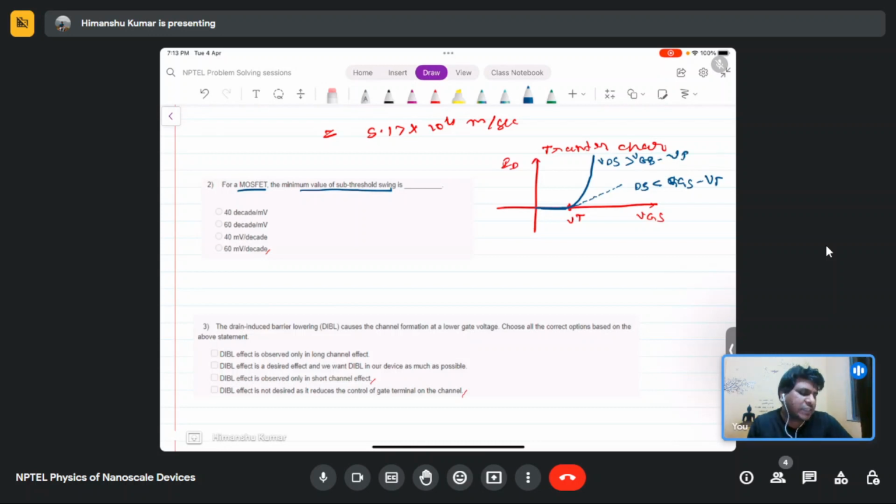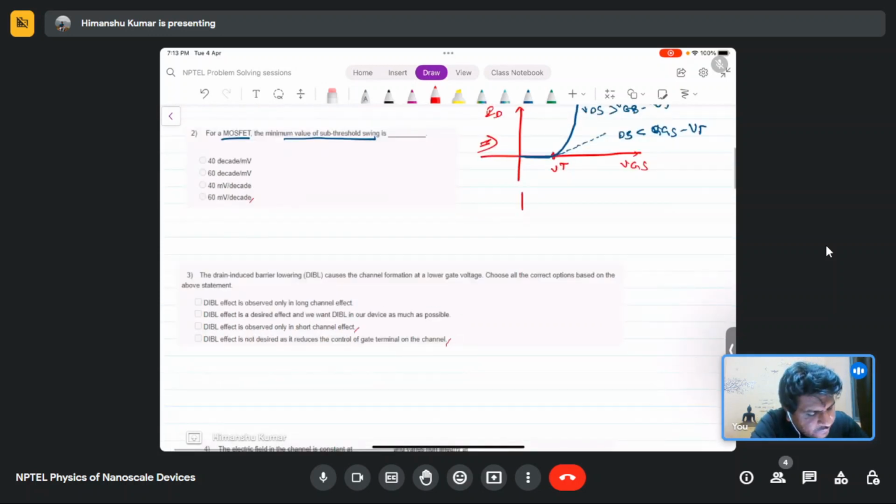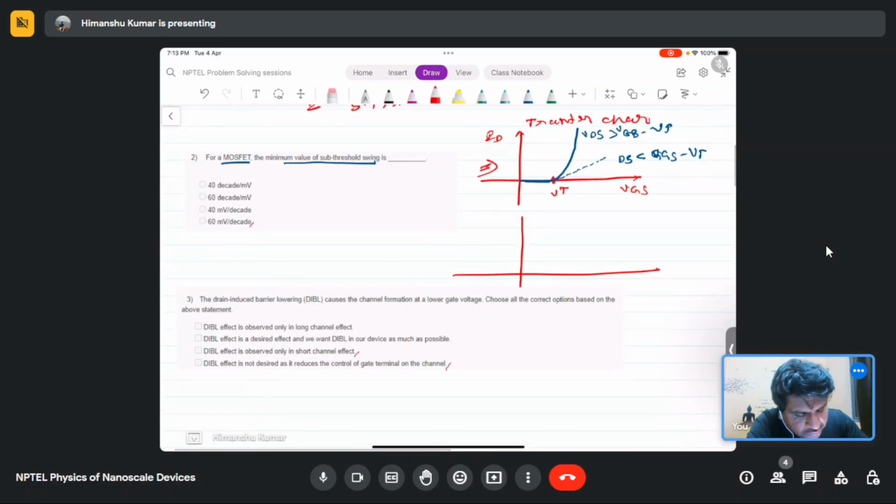Okay, so these are the transfer characteristics. But if we draw the transfer characteristics in the log plot, on the log scale, then we will find that within the subthreshold region, the region in which this voltage is less than threshold voltage, that is known as the subthreshold region.